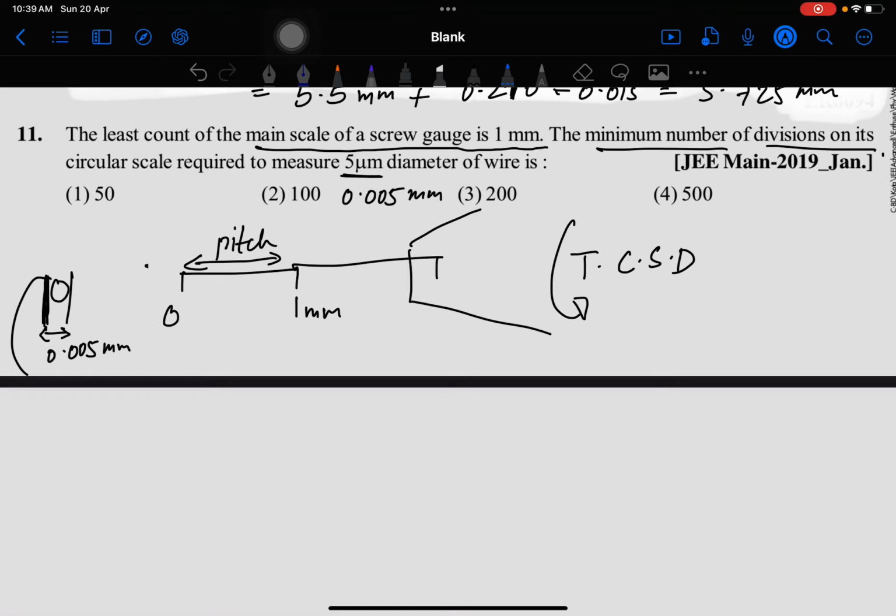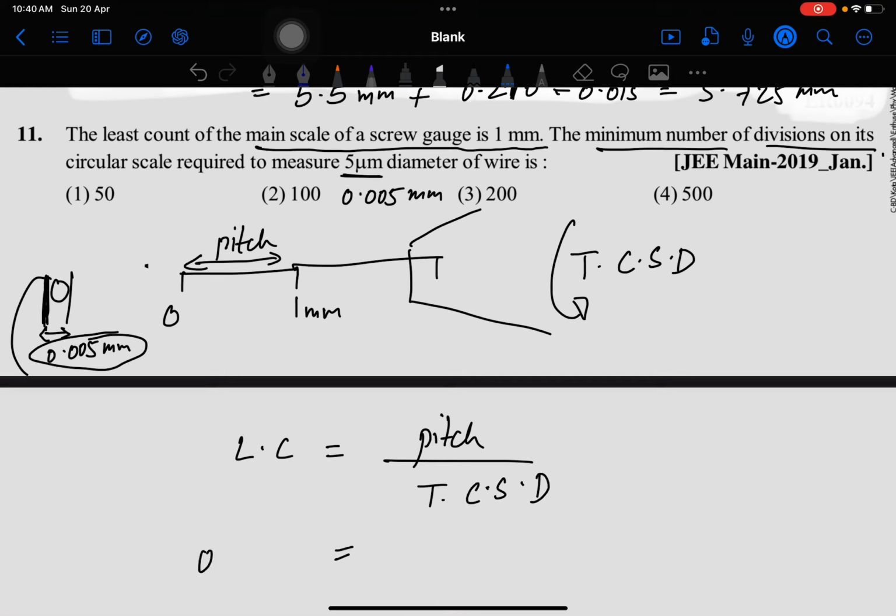For example, on the circular scale, 40, let's say, is the minimum to measure this 0.005. Anything more than 40 is also okay. Maybe 50, 60 also okay, right? In that way. So what we are just going to do is simply set this particular value itself as the least count, which is nothing but pitch divided by the total number of circular scale divisions.